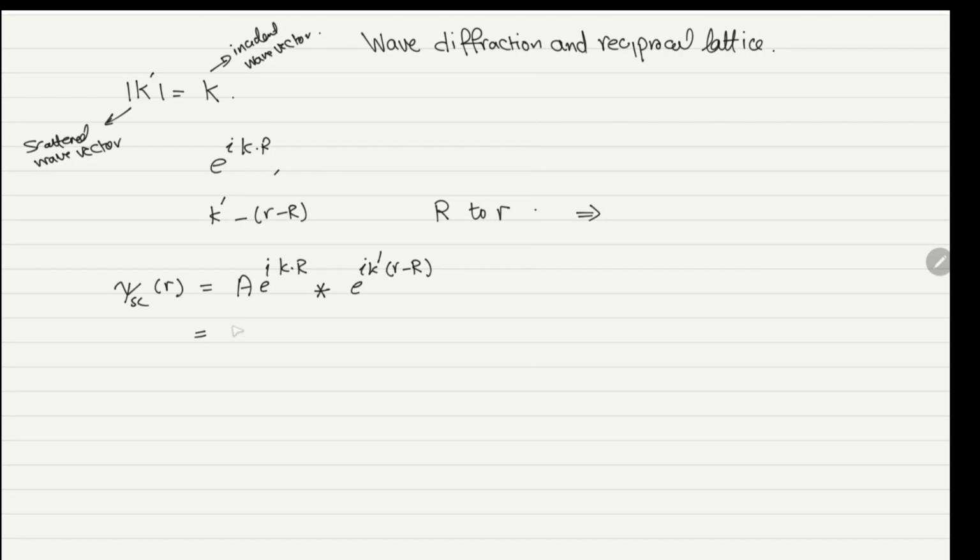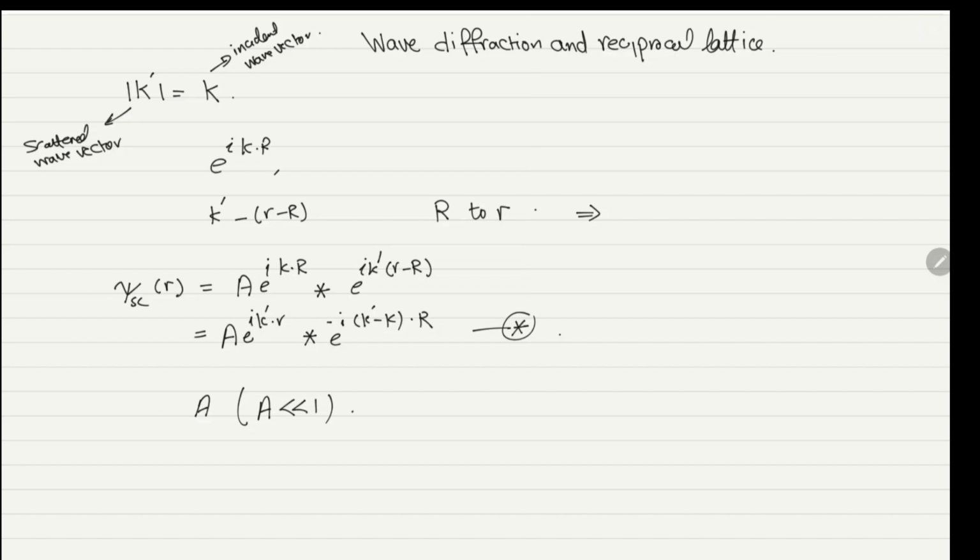Or in other words, a e to the i k prime dot r multiplied by e to the minus i (k prime minus k) dot R. We just rearrange the product of exponentials here. The coefficient a, which has to be much less than 1, is just to remind you that a small part of the incident radiation is scattered by that atom.